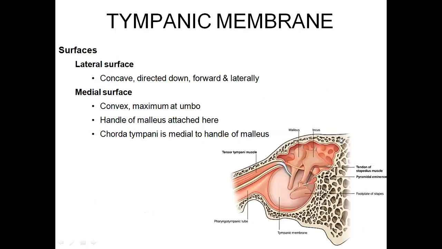Okay, then the lateral surface is concave, directed downwards, forwards, and laterally. This picture is taken from the medial side, hence it is the medial surface. How can we figure it out? Because we have three ear ossicles, malleus, incus, and stapes, right? So the medial surface is convex. The maximum convexity is at the attachment of this handle of malleus, which you name as umbo.